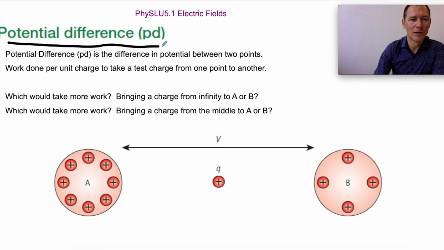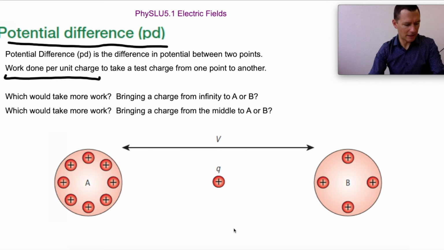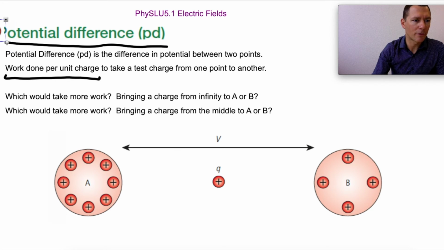Another way to look at strengths of field is called potential difference, the PD, and it's the difference in potential between two points. You can think about it as the amount of work it takes to bring a charge from one place to the other. So if you think about bringing this little positive charge towards A from infinity, way over here, or trying to bring him from way over here to B, it's a lot easier to bring him to B than A because A has much more positive charge.